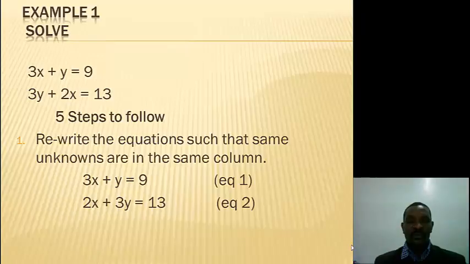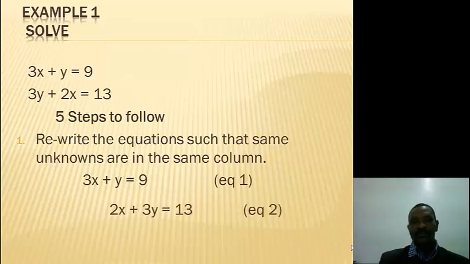Of most importance, we need to understand that we have 5 fundamental steps to follow to solve simultaneous equations using the elimination method. Step number 1 is rewrite the equations such that the same unknowns are in the same column. If you look at the equations below, x's are in the same column, y's are in the same column, and even the constants are in the same column. This gives us equation 1 and equation 2, the original equations.